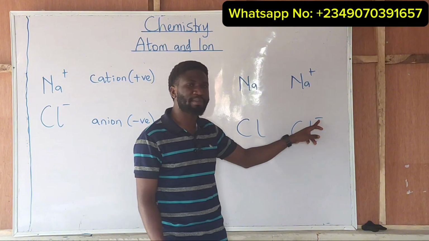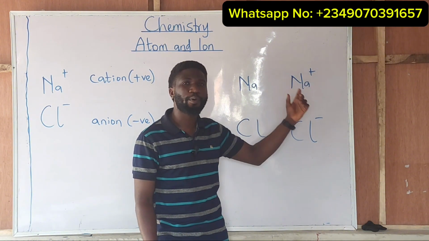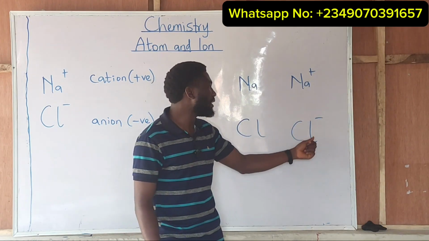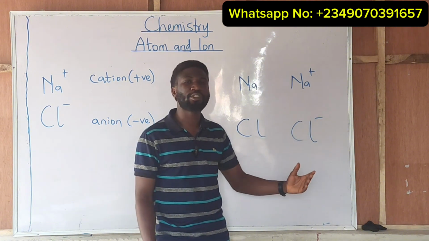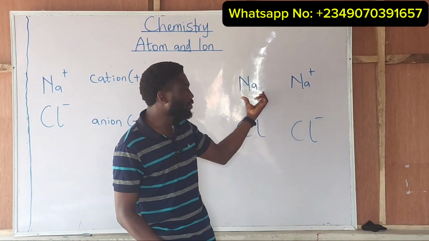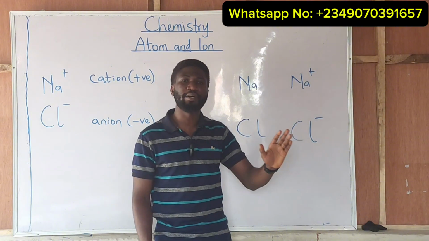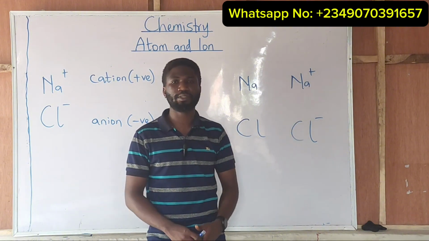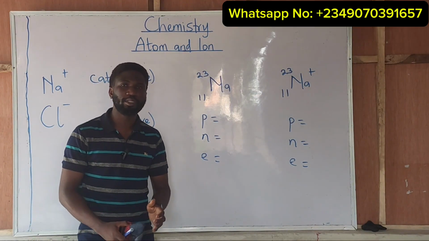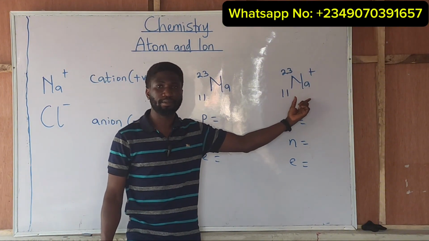No. Don't think that because this one is minus, it means it is losing. When the atom becomes positively charged, that means electrons have been lost. When the atom becomes negatively charged, that shows that electron or electrons have been gained. So the difference between an atom with no charge and an atom with a charge is only found in the number of their electrons. So let's take some examples. We want to get the number of protons, neutrons, and electrons of this atom as well as this ion.